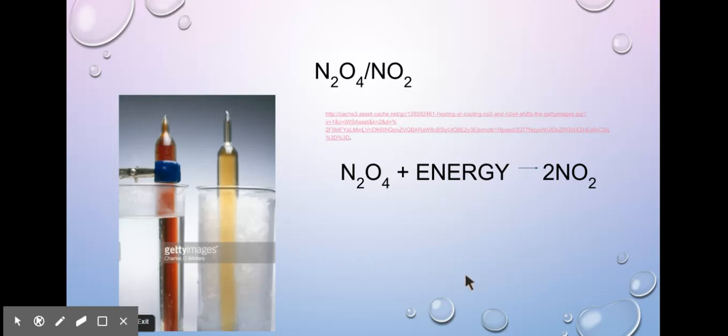Well, that's enough of Le Chatelier's principle for today. It's a big idea, and we'll do a second tape on that.